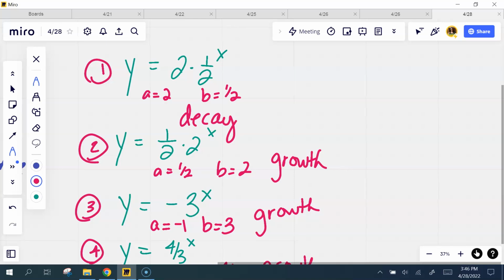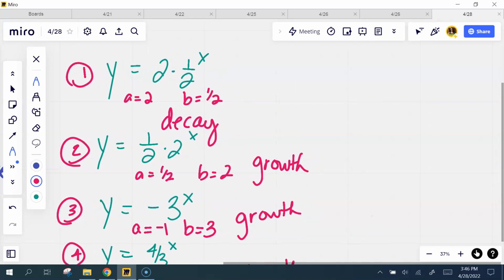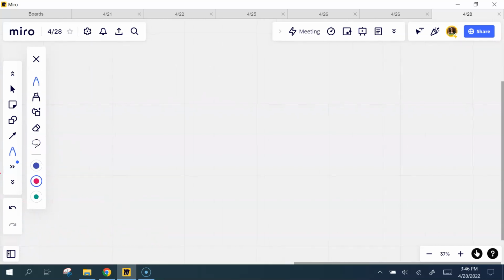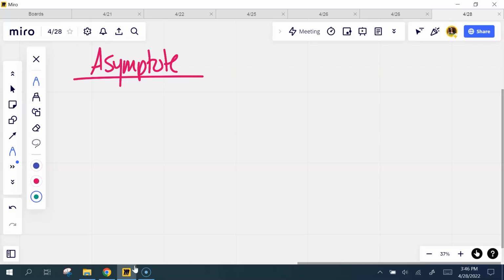Okay, so now back to your guided notes. You've got this strange word on there, and it says asymptote. So I want to talk to you for just a second about asymptotes and what that means. As I start graphing, I want to show you what these graphs are going to actually look like. First of all, an asymptote is an invisible boundary. I'll put invisible in quotes here. But it keeps the graph from ever crossing a certain point.